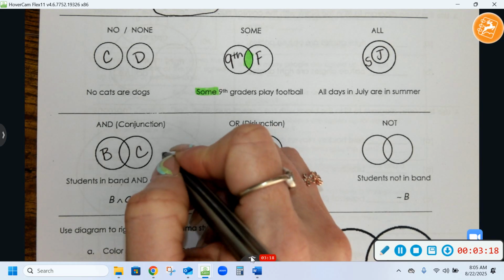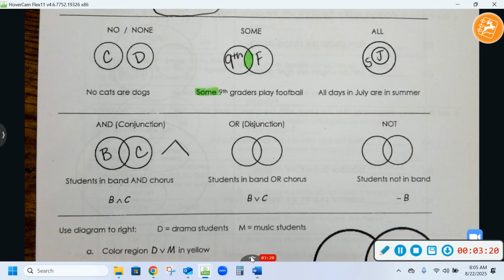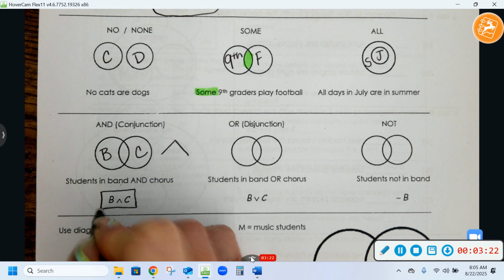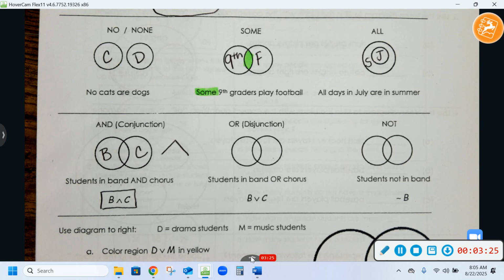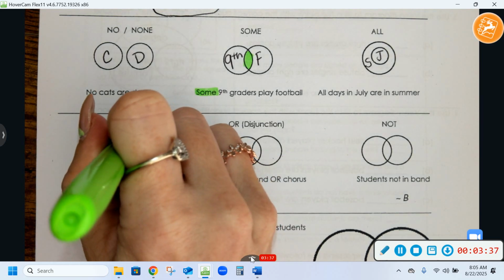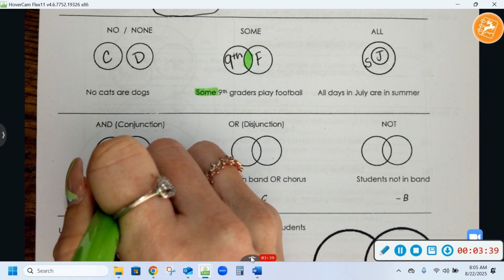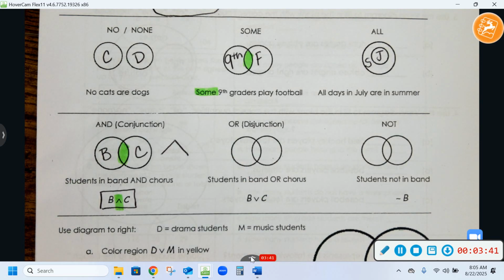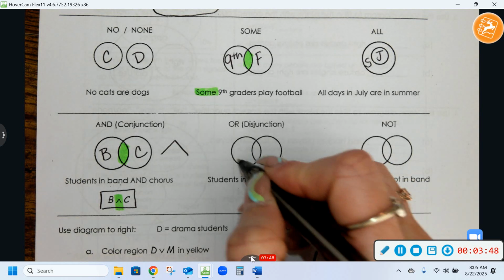The symbol for and looks like this. You can see it right down here. So a good way to remember that is I have two things. They come together. So the ones in the middle is the and. So this is the symbol for and. So we did this above. So here we go. And. But we haven't done this other one yet.